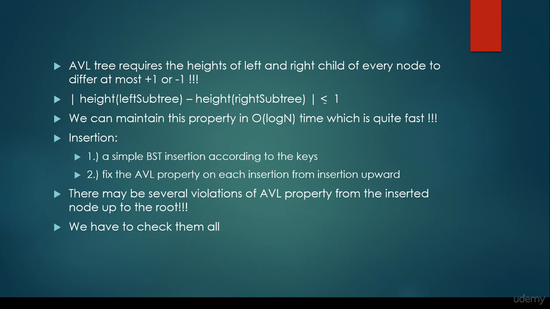So basically we have to check whether the absolute value of the height of the left subtree minus the height of the right subtree is smaller than or equal to 1 or not.